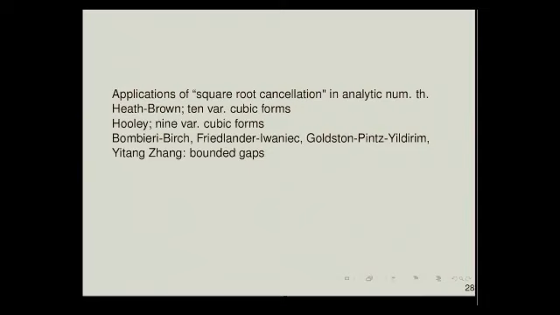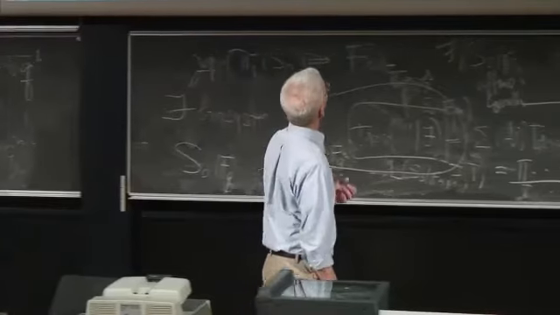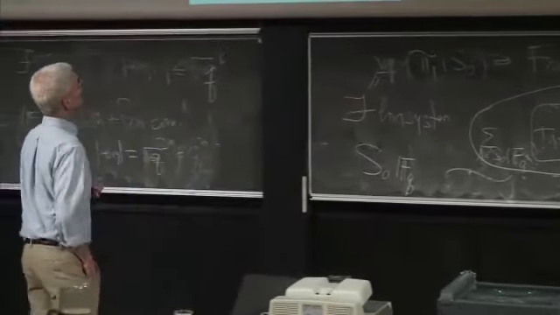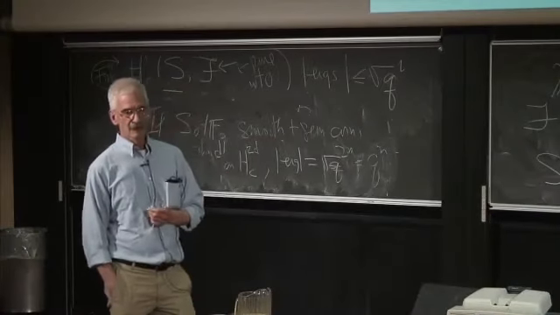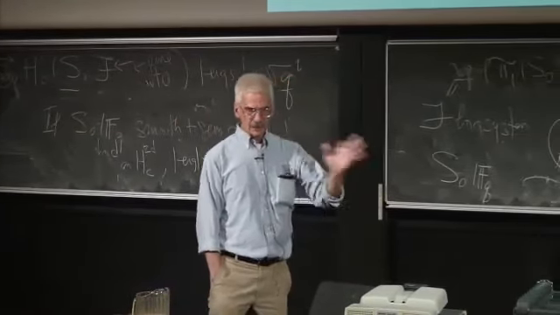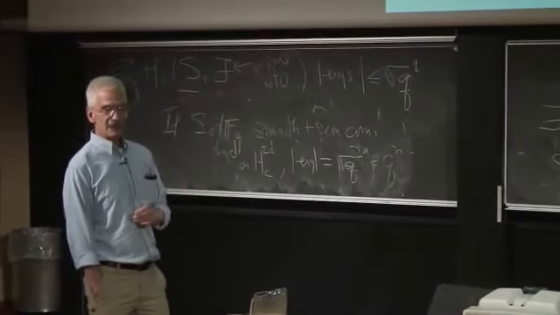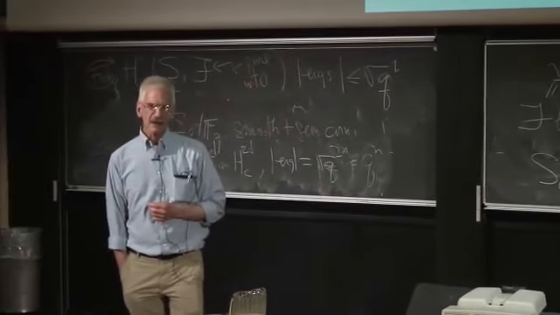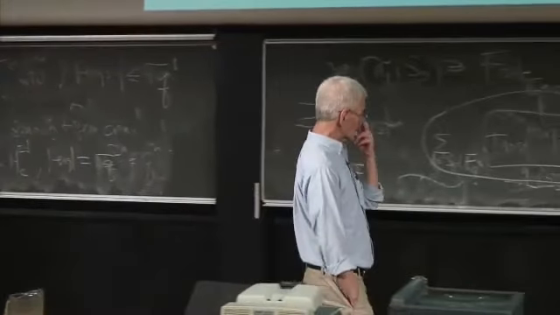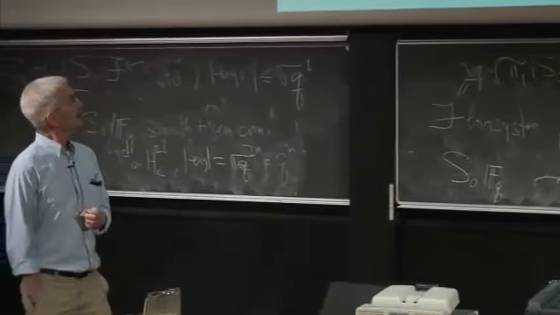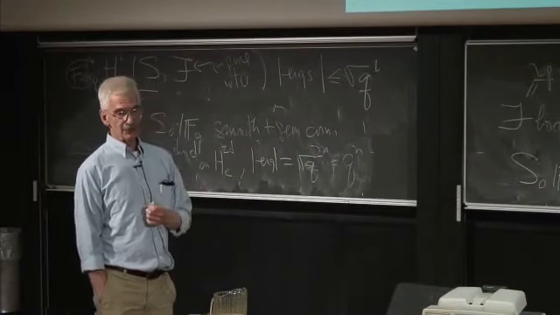So a few that sort of came to mind. Heath Brown had proven that if you have over Q a cubic form in 10 variables that's non-singular as a form over Q, then it has a non-trivial solution. And that was down from something like 16 variables before. So it involves lots of hard stuff. But one of the key inputs is a square root cancellation estimate for some sums. Then Hooley went one more. He did 9 variables. So his 9 variable cubic form had to be non-singular. And it also had to have the property, which was automatic for 10 or more variables, that everywhere locally, it had a non-trivial solution. Okay.